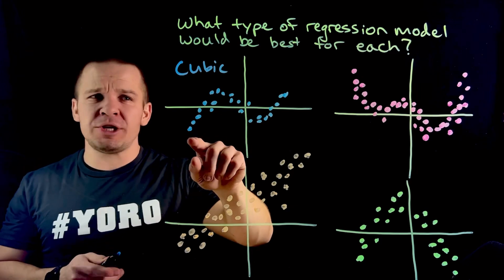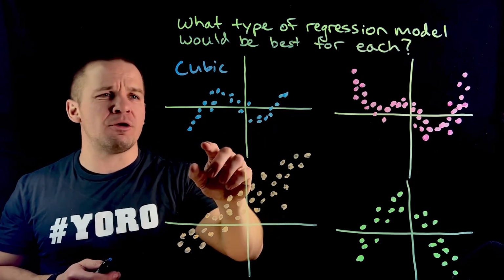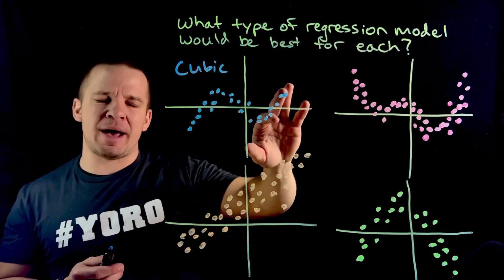And it looks like it'd actually be a pretty strong correlation coefficient, that R squared value, because these points seem to be pretty tightly packed in that little pattern right there.